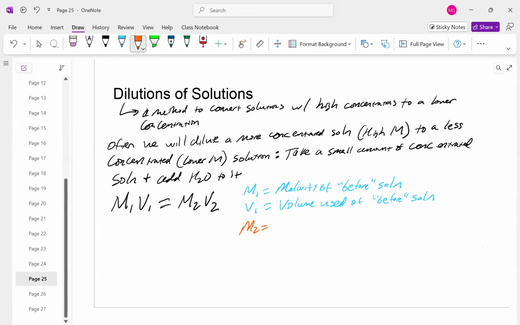And M2 is the molarity of the quote unquote after solution. So after you add all of your water, this is the new concentration. It's going to be lower than what you started with. And V2 is the volume of that new after solution.